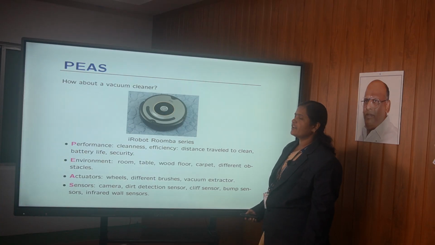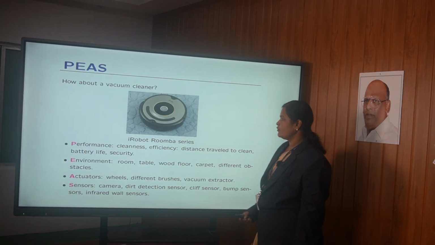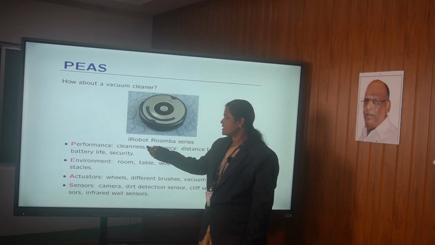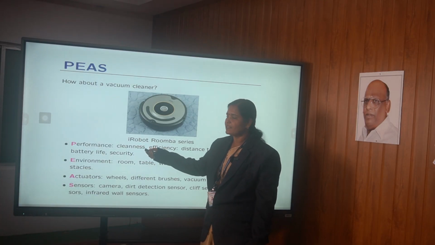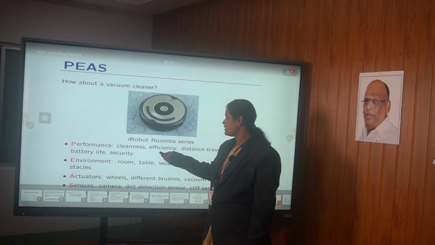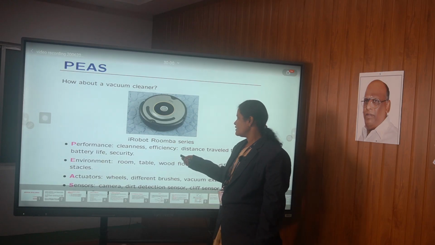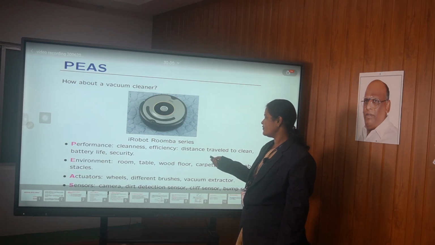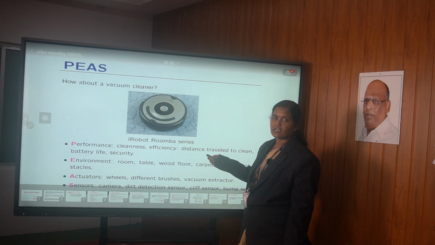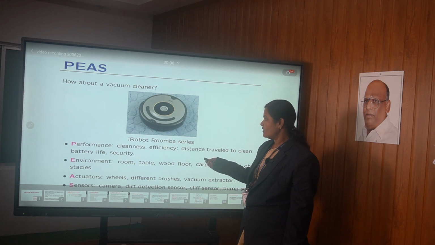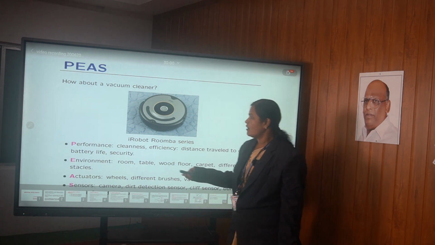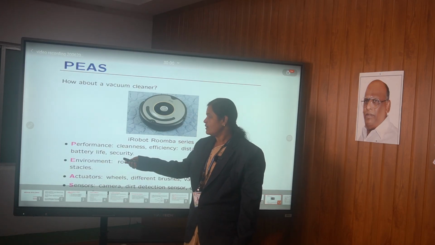For example, if you take the vacuum cleaning agent, how do you check the performance? We check how much it is cleaning the environment, the cleanliness, and we also check the efficiency. How do we check that? How much distance it travels to clean any particular object, what the battery life is, and what the security is. These are the things that give us the performance.